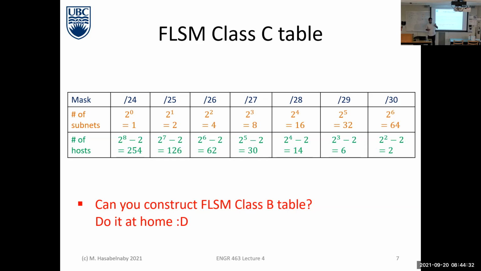2 power 4 minus 2, 14 devices per each net, and so on, okay? So this is the table that you can create for yourself for class C. Following the same way, you can do your own table for class B. You start by /16 and go on, okay? Try to do it by yourself at home, okay?